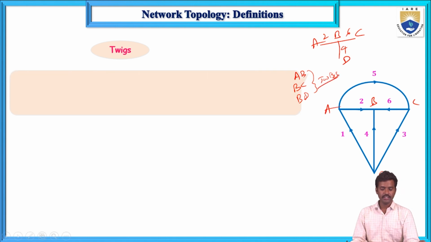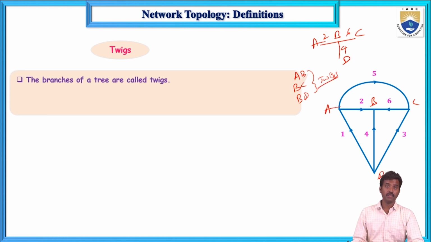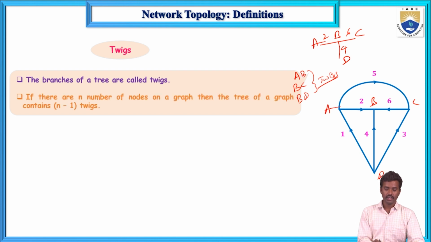So see the definition here, tree branches. Branches of tree are known as twigs. So if there are n number of nodes on the graph, the tree of the graph contains n minus 1 twigs. So 4 nodes, n minus 1, that means 4 minus 1, that is 3. So you can take any one.